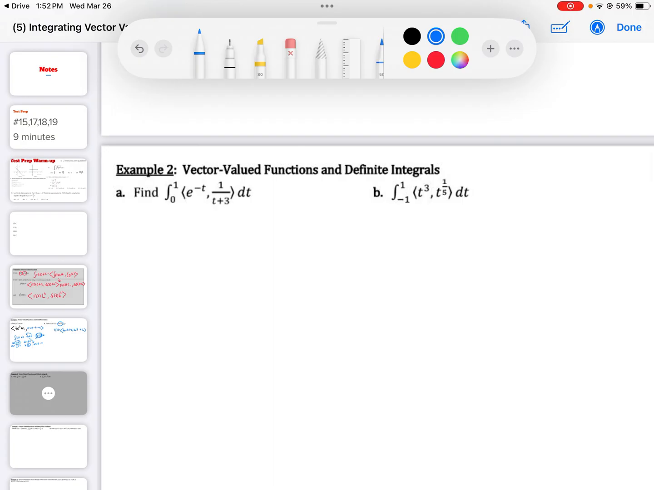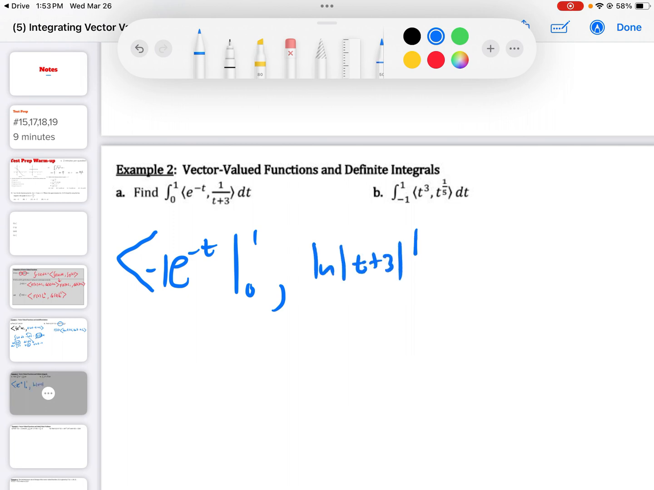So this time it's a definite integral. So we find the antiderivative and we plug in the limits of integration. So the antiderivative of e to the negative t would be negative e to the negative t. I would do u substitution here basically. U is equal to negative t, du is equal to negative 1 dt, and there's where your negative 1 comes from. And we'll evaluate that from 0 to 1. The antiderivative of 1 over t plus 3, just talked about that a second ago, would be the natural log of t plus 3, evaluated from 0 to 1.